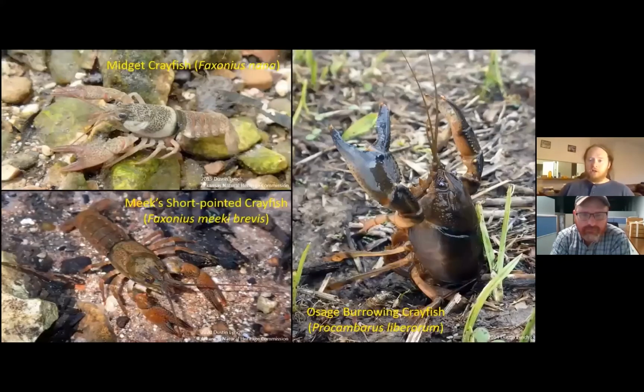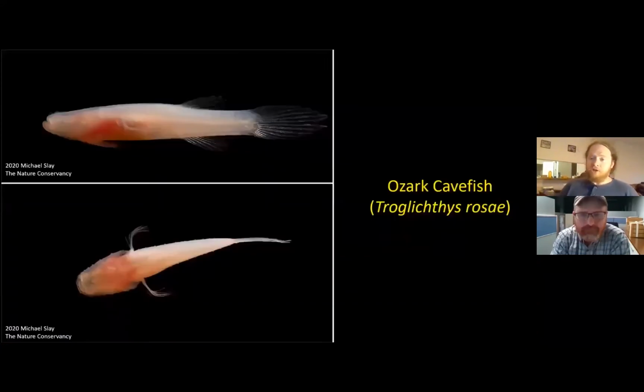It's also got some really interesting rare and tracked crayfish species. So there are two fairly narrow range endemic stream dwelling crayfish, the midget crayfish and meek short pointed crayfish, that are both confined to the Illinois River watershed. And then this really interesting primary burrowing species, the Osage burrowing crayfish, which is heavily associated with historical wet prairies and savanna habitats. That's also found on the property. It's also found in the recharge zone of a spring nearby that has a population of Ozark cavefish. This is a federally listed species that's obviously a cave obligate and heavily impacted by rapid urban development in the area.